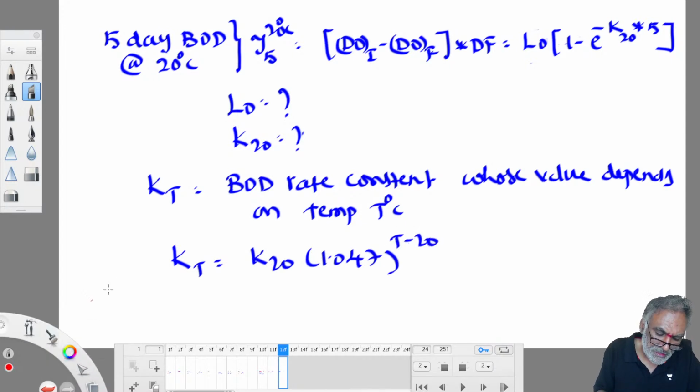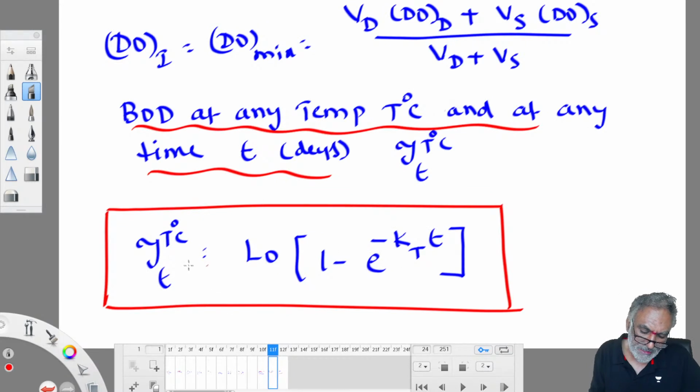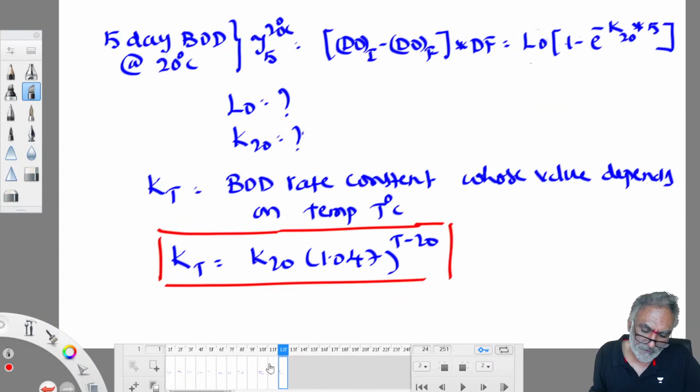So once you know the K20 value and L0, you can work out K at any temperature, then you can find out BOD at any temperature at any time. Just L0 and K, T values are known to you. Just by substituting in this equation you can find out. Okay. So this is how they ask questions.